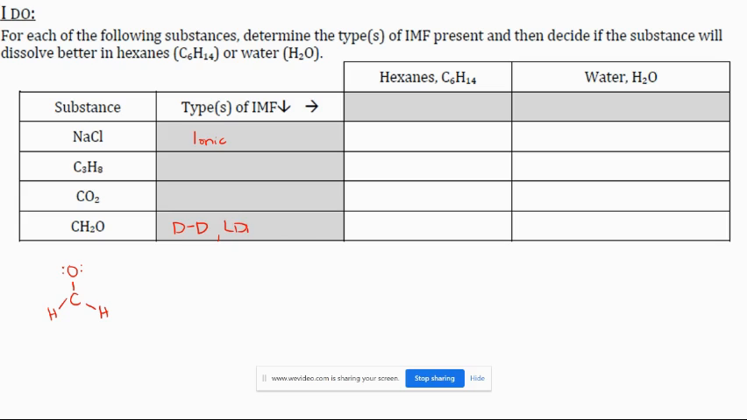LDF. No hydrogen bonding. What about this guy? Which guy? CO2. Yes. So what are the IMFs? LDF. What about this guy? LDF. Boom, that's it. What about this guy? What about this guy? Dipole-dipole, hydrogen bonding, LDF.